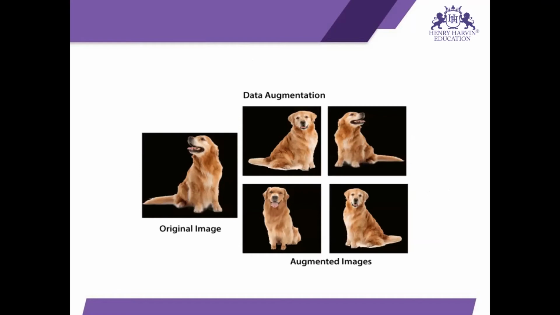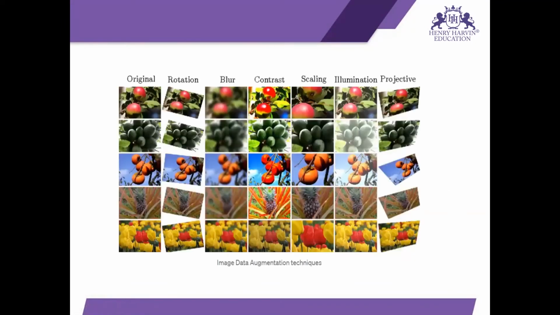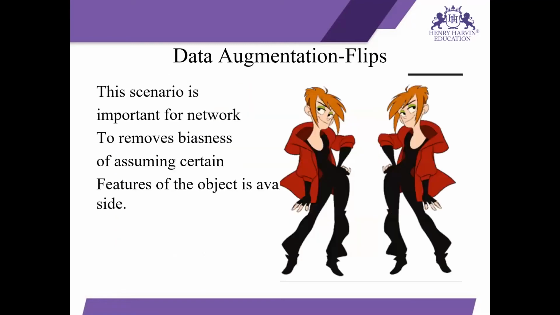You can get some idea about data augmentation from this picture. This is the original image, and these are the augmented images. You can see some data augmentation techniques here: the original, here it is rotated, here it is blurred, and here you can see the contrast feature, scaling, illumination, and projective. Here I have taken some images and am showing what the possible augmentation techniques are. This is what we are going to understand in this session in detail.